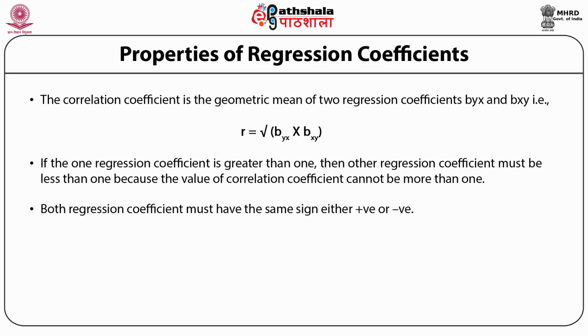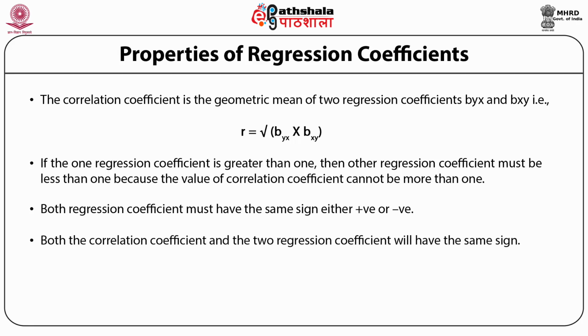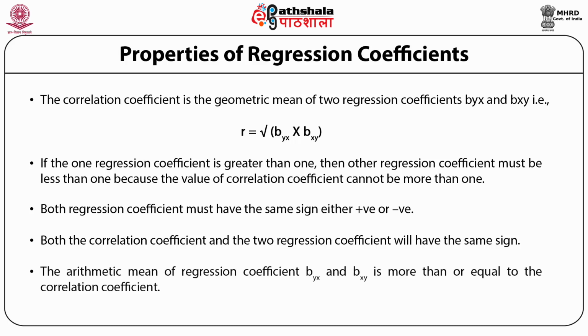The fourth property is that the correlation coefficient and the two regression coefficients will have the same sign. The next property reads: the arithmetic mean of the regression coefficients, byx and bxy, is more than or equal to the correlation coefficient.